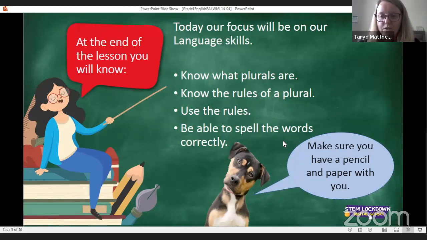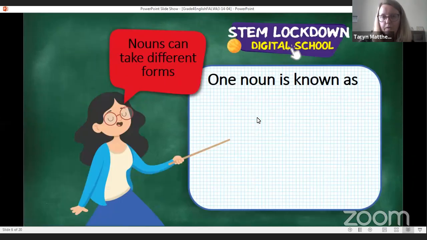All right, so let's start with our next slide. So we know that we're focusing on plurals, but nouns can take different forms. If I have one noun, who can tell me what is one noun called? Write in the comments, what do I call one noun? It's got a special name.